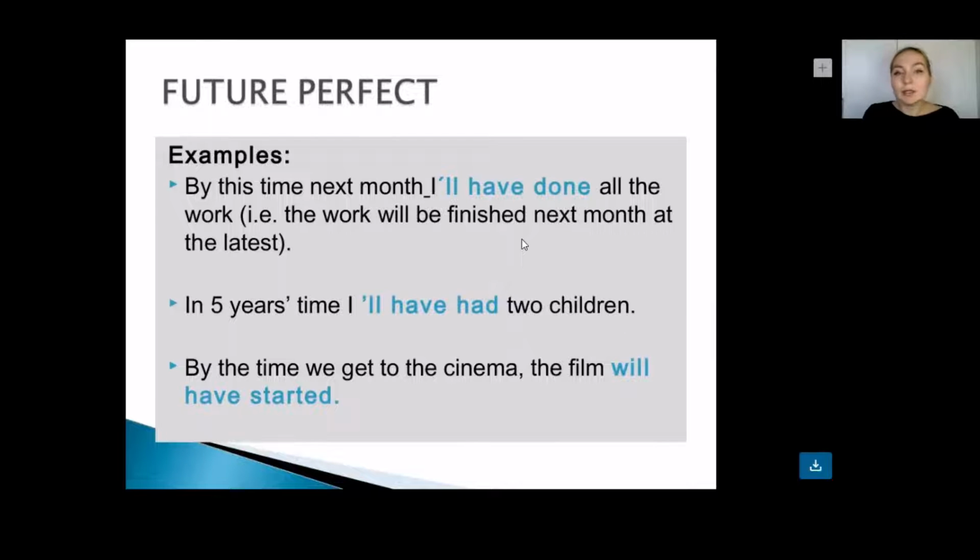By this time next month, I will have done all the work. So the work will be finished next month at the latest. In 5 years' time, I will have had 2 children. By the time we get to the cinema, the film will have started.